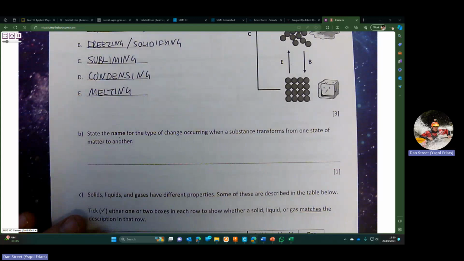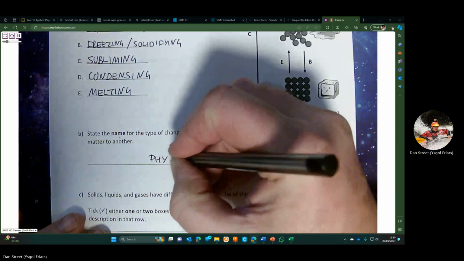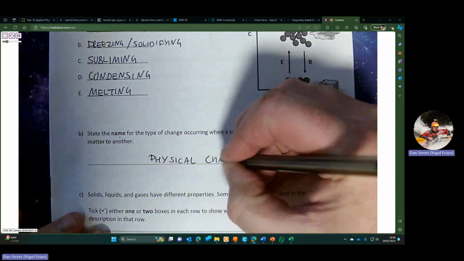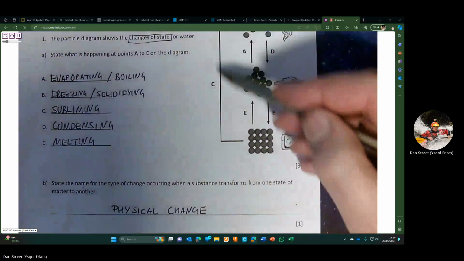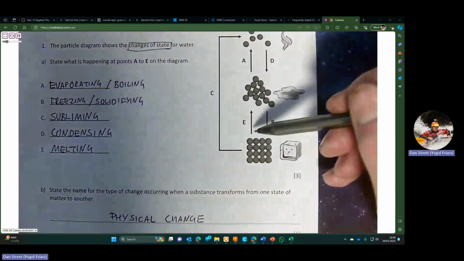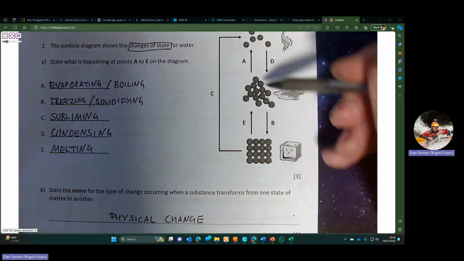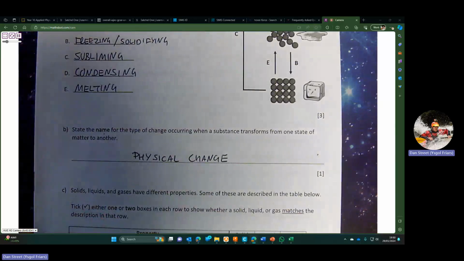Okay, and this is a physical change. It's called a physical change because it can be reversed, it can go back. All these changes here are all reversible. You can melt and then you can solidify. Okay, you can boil, you can then condense. So physical changes are reversible.